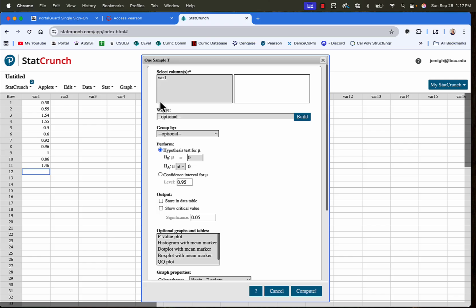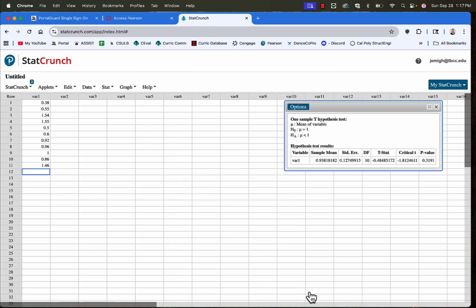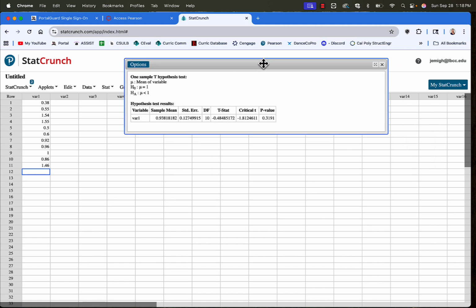We've got our data in variable 1 column. Null was equal to 1.00 watts per kilogram, and alternative was less than that. Click show critical value, significance level, and we can hit compute. They requested that we use the critical value method, so we'll be using the negative 1.81 and the negative 0.48. Let's put that in our note.